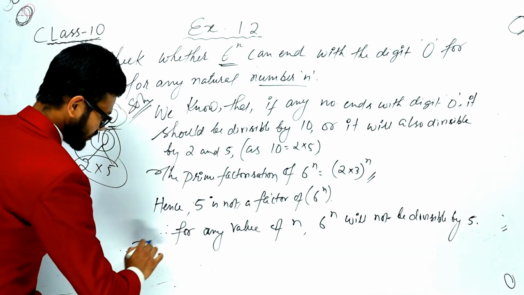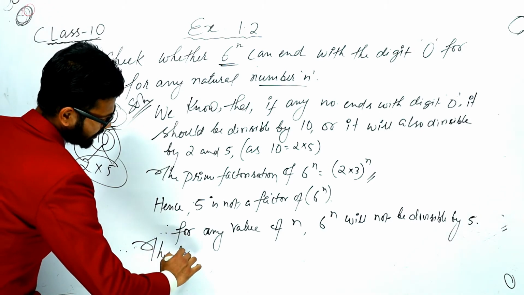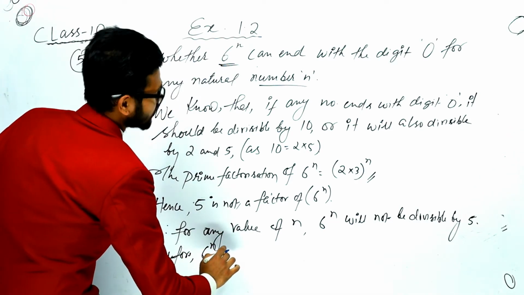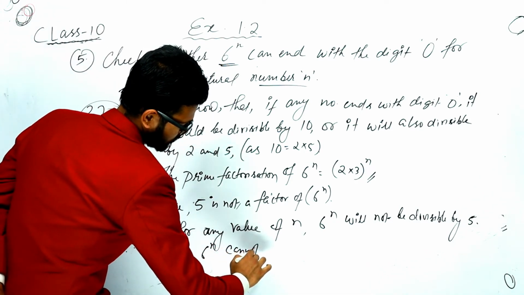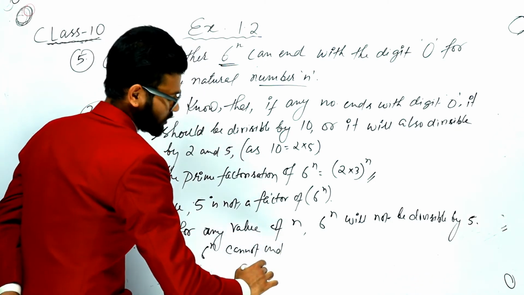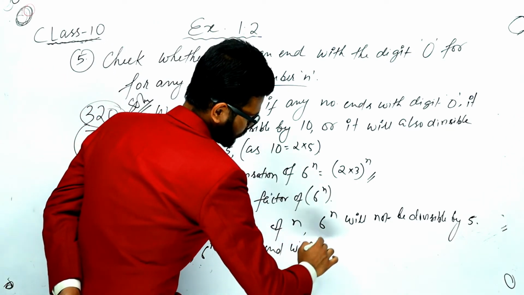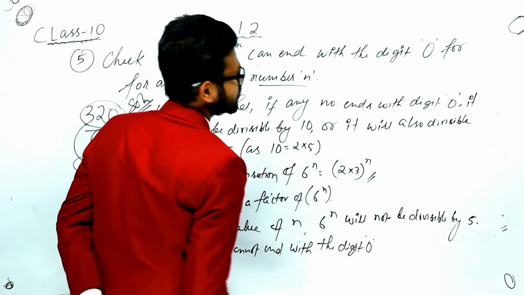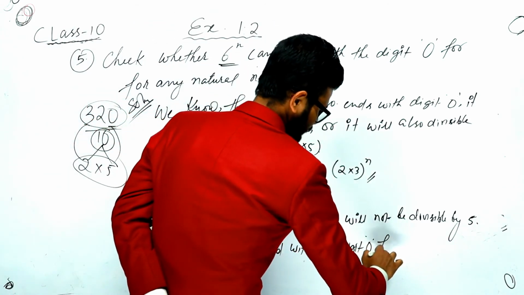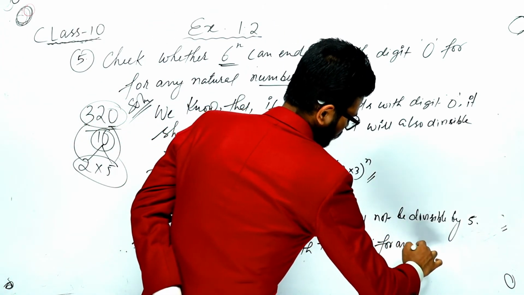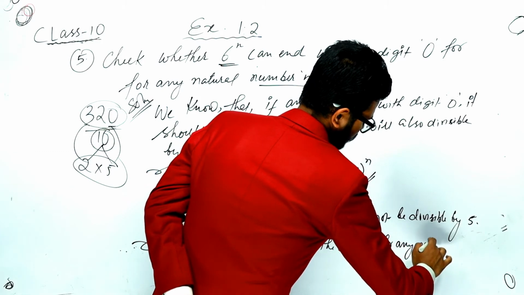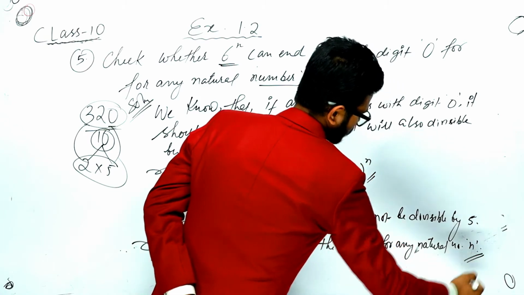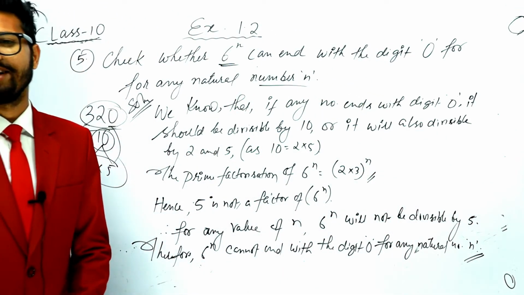Therefore we can write the final concluding line. Therefore 6 to the power n cannot end with the digit 0 for any natural number n. I hope it is clear to everyone.